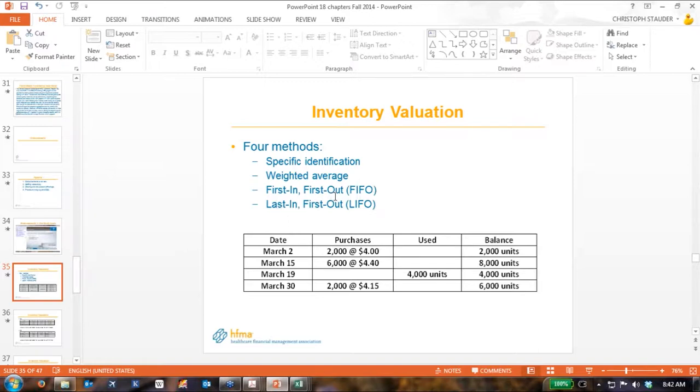And likewise, last in, first out would be the method where the newest item comes out first and what's left is old. That's really not how it works. And it doesn't necessarily work in the first in, first out either, in that the oldest item is the item that gets used first. These are merely accounting conventions.